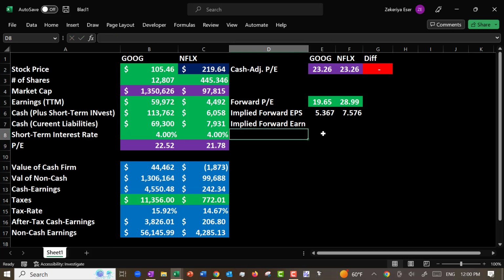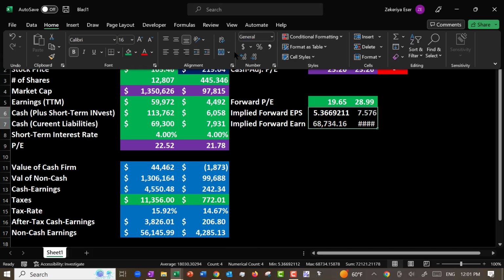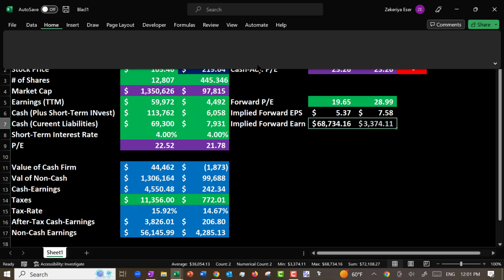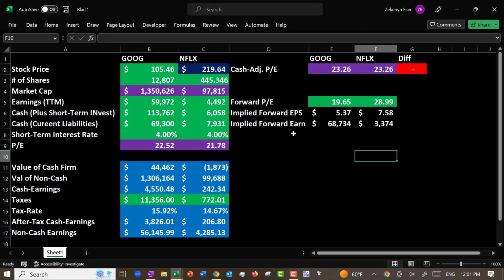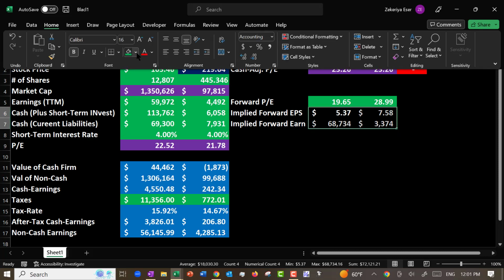forward EPS is price divided by FPE. Implied forward earnings are simply forward EPS times number of shares. And these are millions of dollars. The others are just dollars. So let's make them just bold.